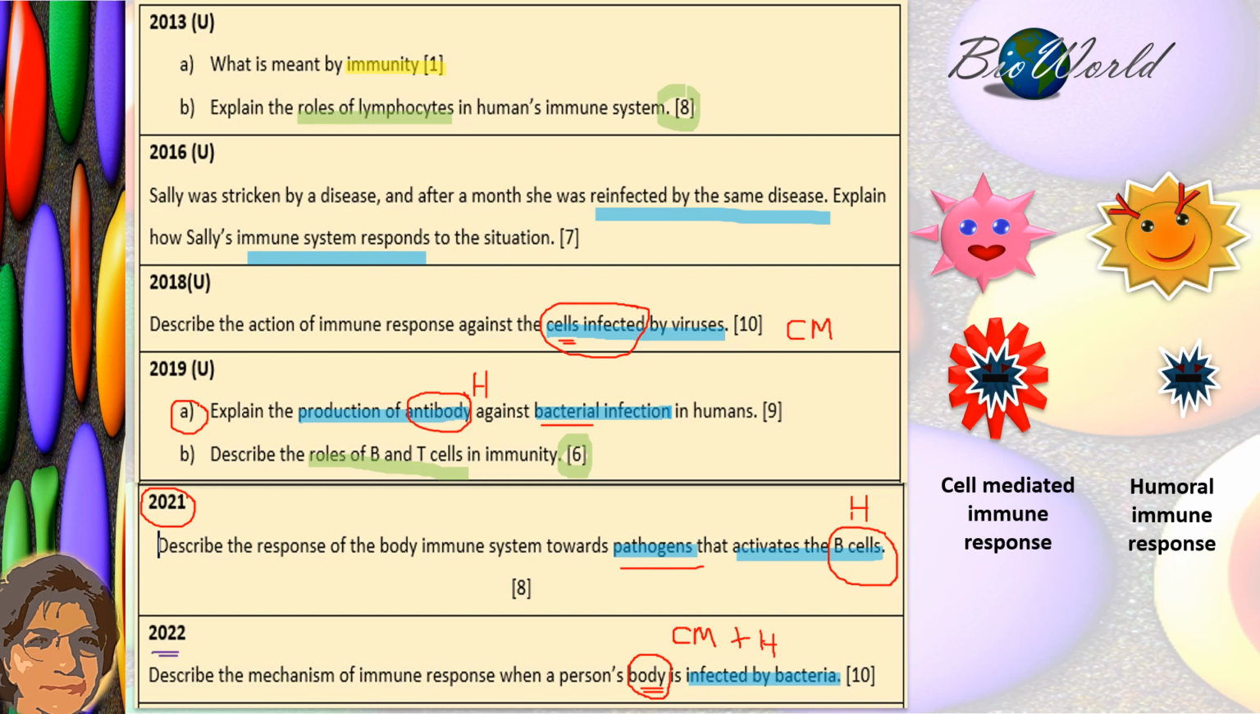But the keyword to note here is the word reinfected. So when you're talking about reinfected, we have to mention memory cells. So when you talk about memory cells, you have to mention the B memory cells and the T memory cells. You don't have to explain from the macrophage. So of course, 2016's answer is going to be completely different from all the others.